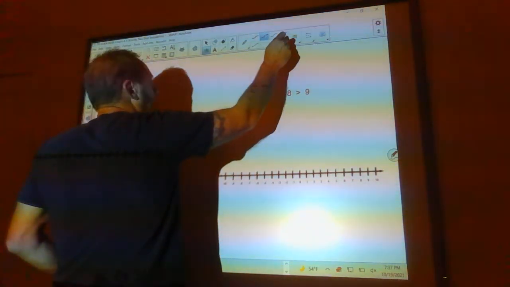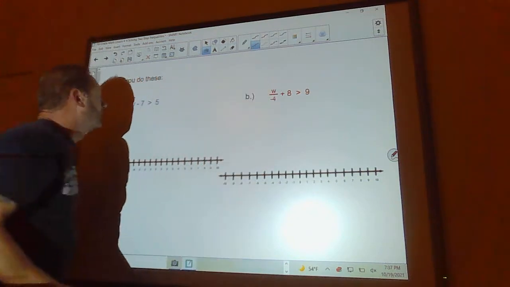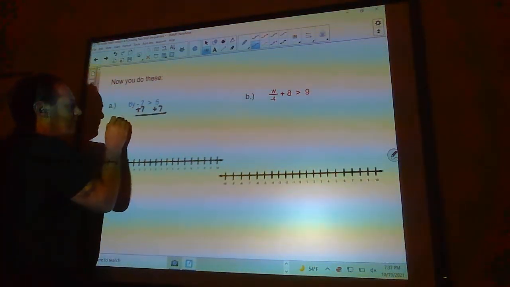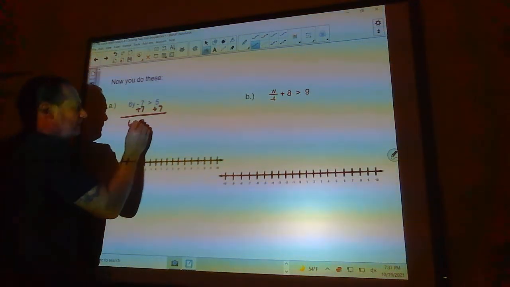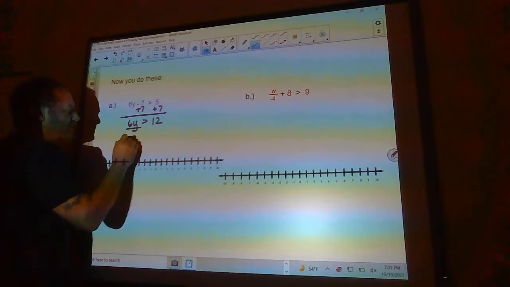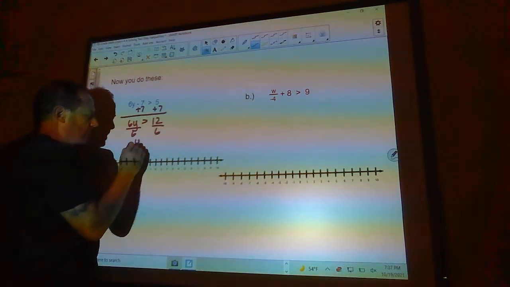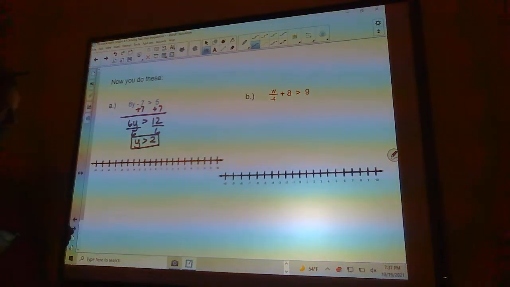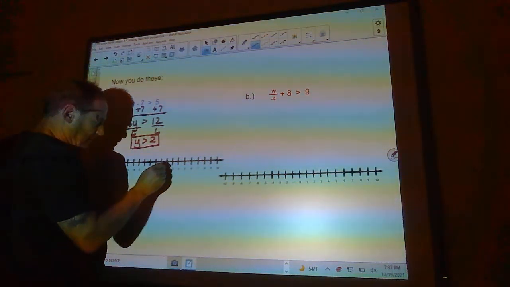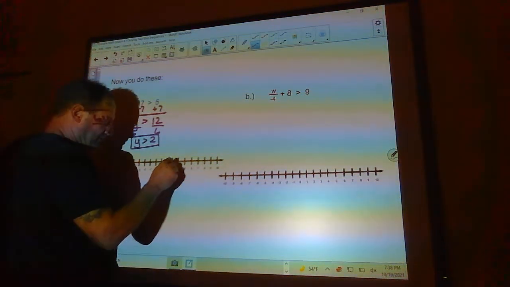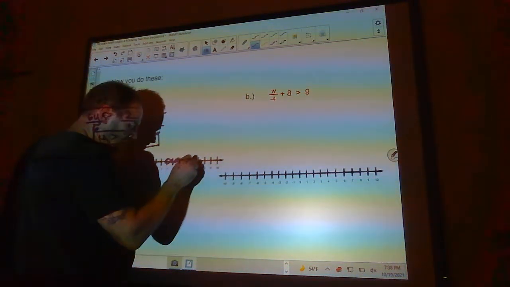Let's see here. On this one, I'm going to add 7 first. So 6y is greater than 12. And then I'm going to divide by 6. And so y is going to be greater than 2. Okay, so I'm going to find 2 and put an open circle there because it's greater than, not greater than or equal to. And I'm going to shade this side.